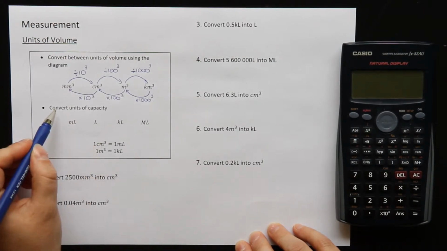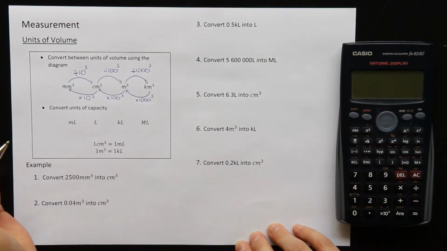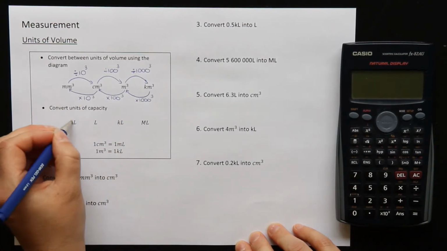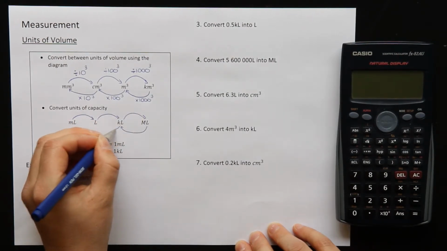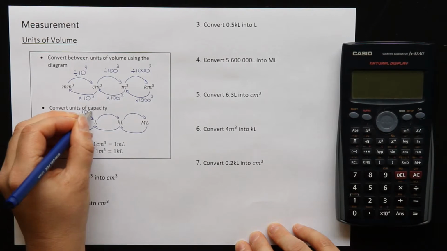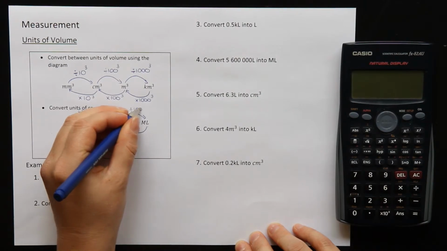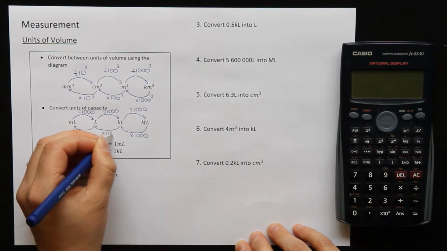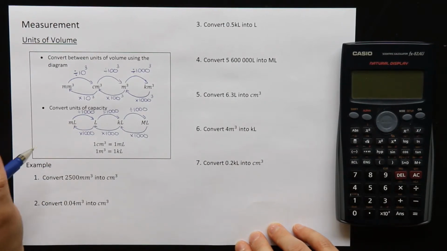We have units of capacity. Now, capacity is units like milliliters, liters, kiloliters and megaliters. These are actually easier than units of length because they're all thousands. So if I draw my arrows going across, from milliliters to liters, I would divide by 1,000, divide by 1,000, divide by 1,000. And going back the other way, I would need to times by 1,000. We're going to be using that little diagram there as well.